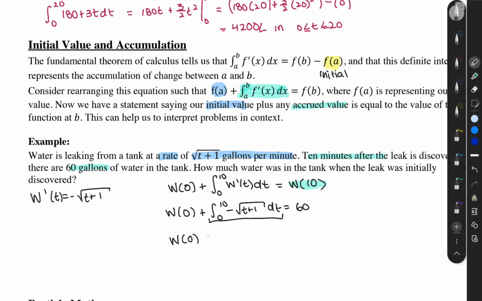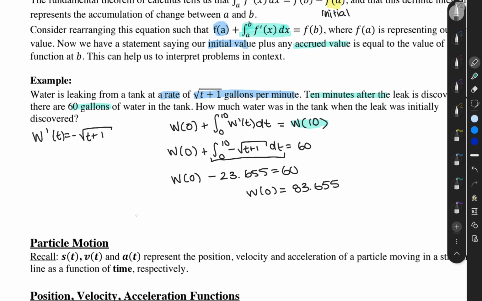And so W0 minus 23.655 equals 60. I'm going to add that to both sides, and I get 83.655. And so what that tells me, there was 84 liters in the tank when the leak was discovered.